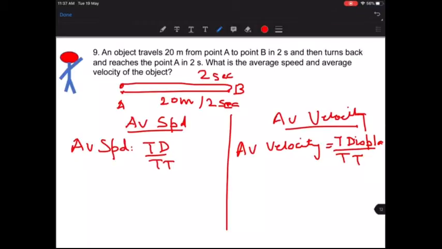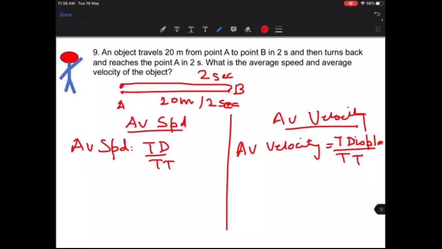So let's start. Have you read the question? The question says that a person goes from point A to point B and then turns back and reaches the same point A. So he takes 2 seconds to go to point B and then 2 more seconds to come back to point A again. So we have to calculate total distance and total displacement. Now we have divided the page into 2, and on one side we will calculate the average speed and on the other side the average velocity. This question is very important. It will clear all your concepts of average speed and average velocity.